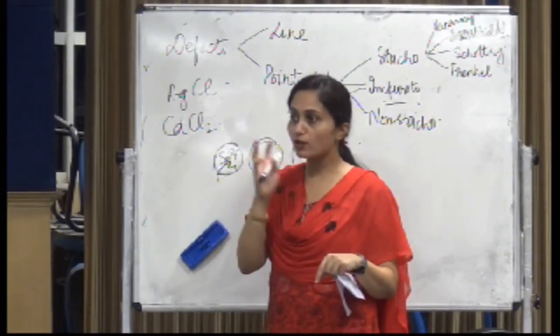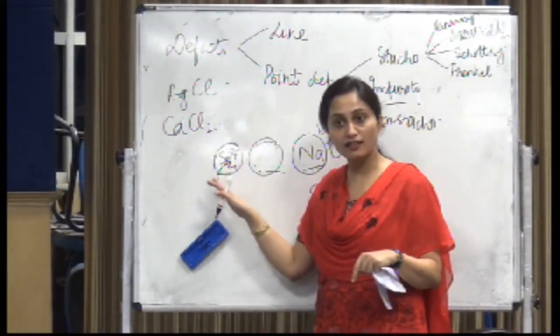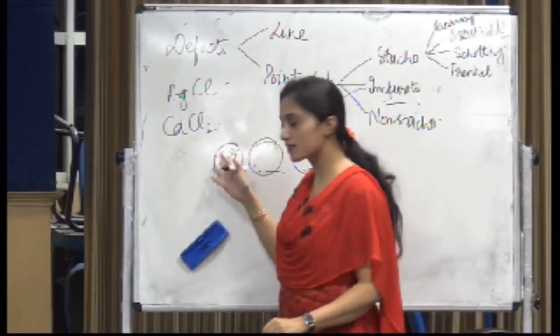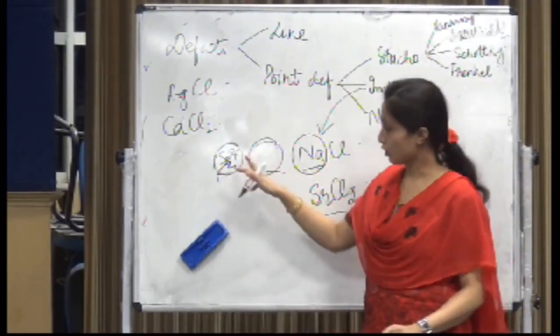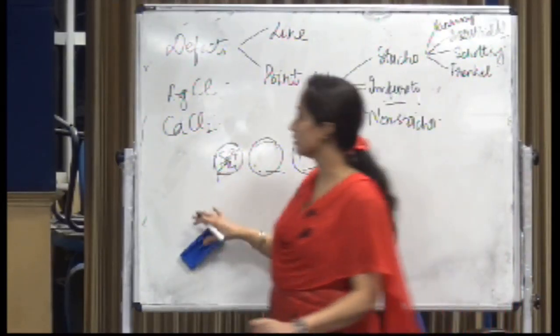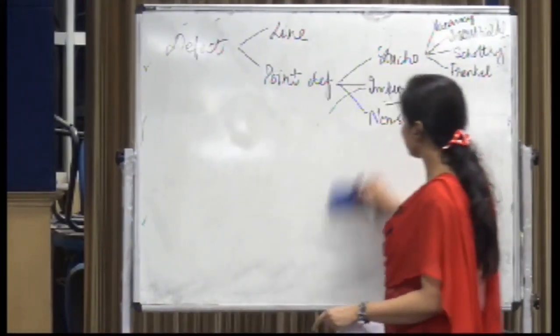So the number of vacancies will be equal to the number of ions of higher charge. Here, Ag+ is getting replaced with Cd2+, so the number of vacancies in this case will be equal to the number of sites which are getting replaced, or the number of impurities.